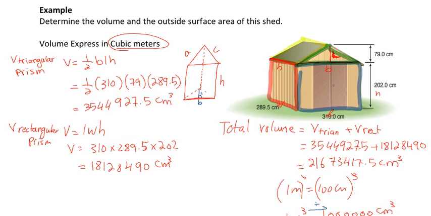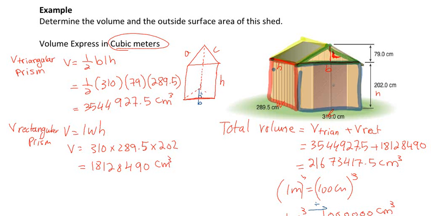I have to find the area of this and multiply it by 2. I have to find the area of the sides and multiply it by 2, because they're not the same. And I have to find the area of the front and multiply it by 2 because it's the back. So this is what I did.